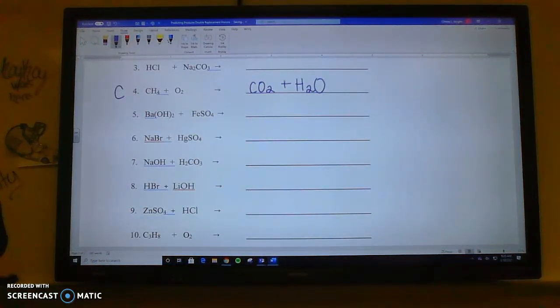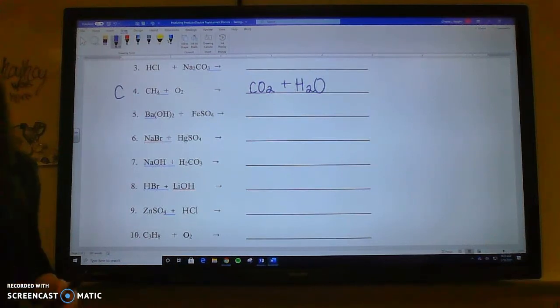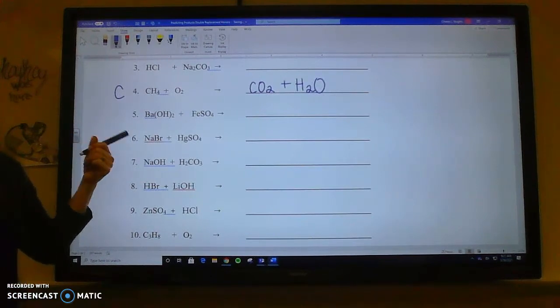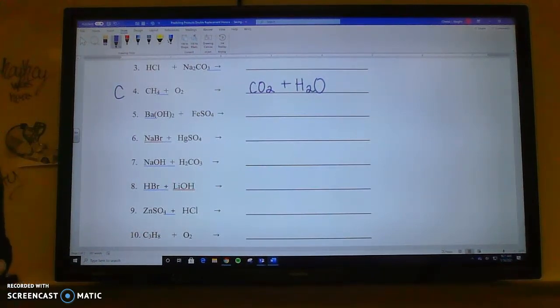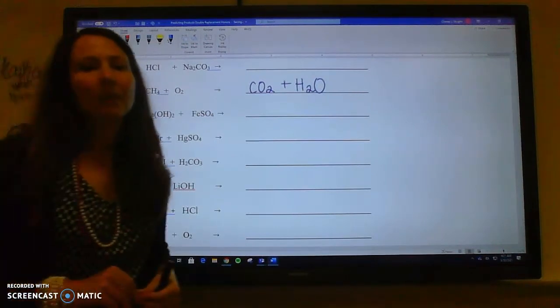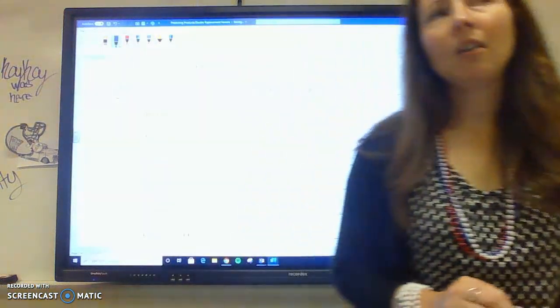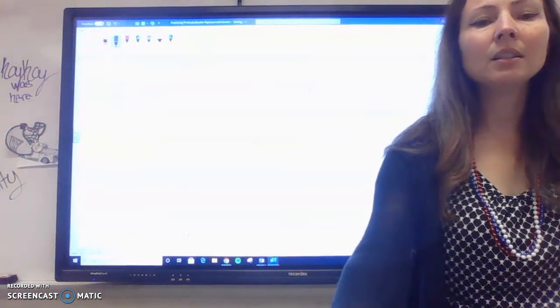And there's always a test A and a test B. I know at least one of the 2 versions of the test has a combustion where you predict the products. I think they both do. I think I tried to make sure it was pretty even.